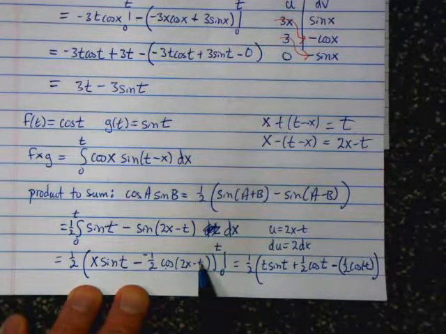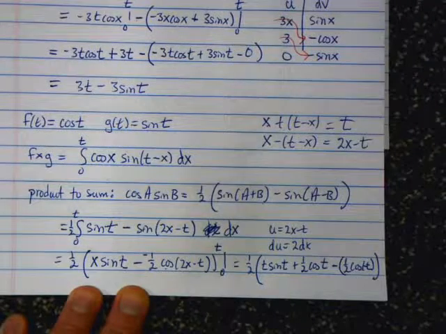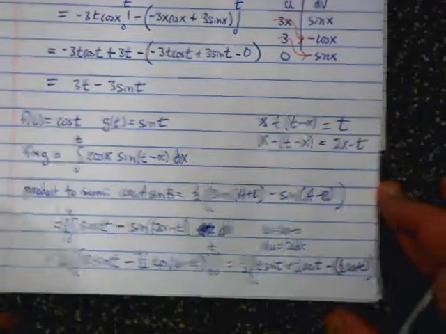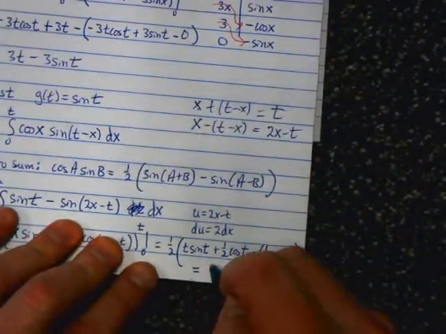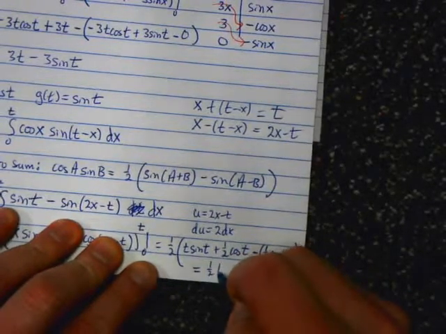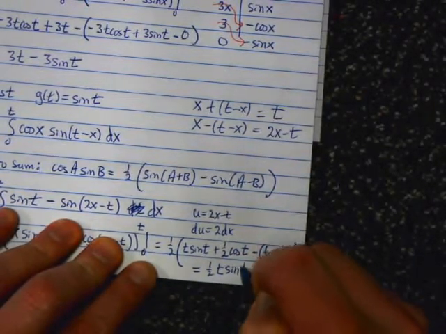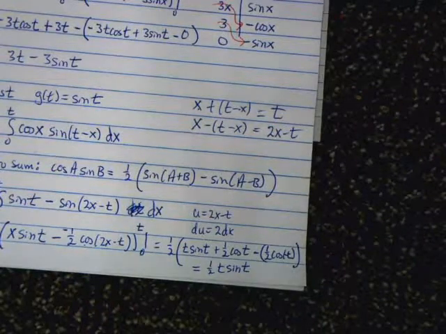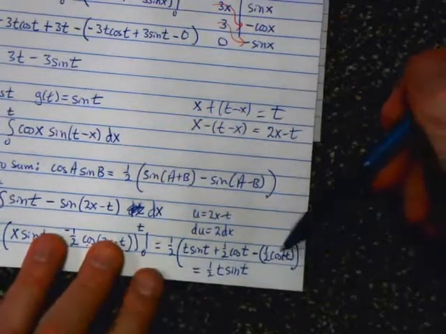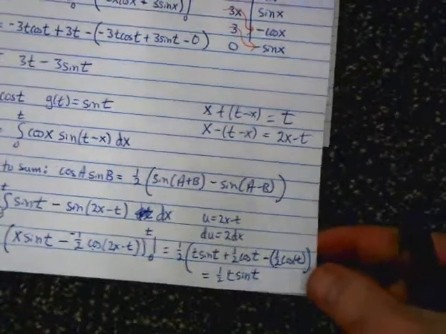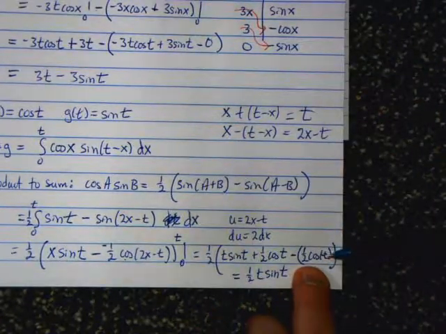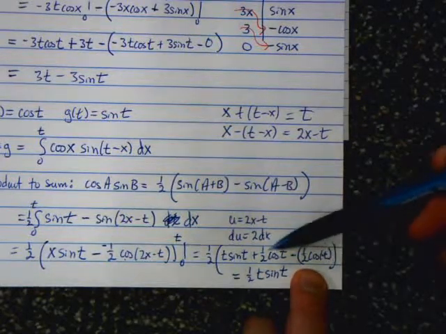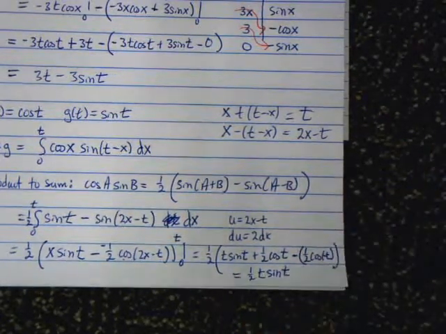I'm trying to put it. Oh, I see it. I was trying to read the T part. So final answer is 1/2 t sine t. Because what's cosine of negative t? What does cosine do to negative things? It eliminates them. So cosine of negative t is the same as cosine t. So I've got a 1/2 cosine t minus 1/2 cosine t. Those cancel out.